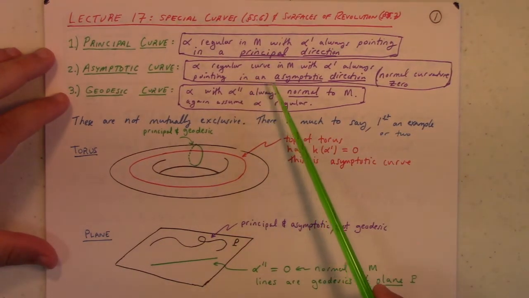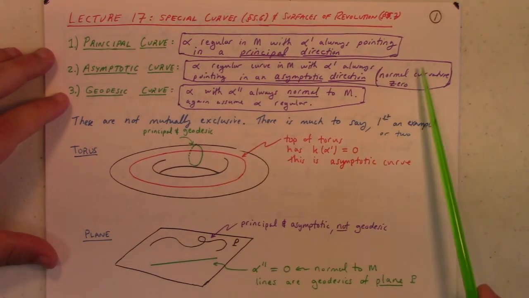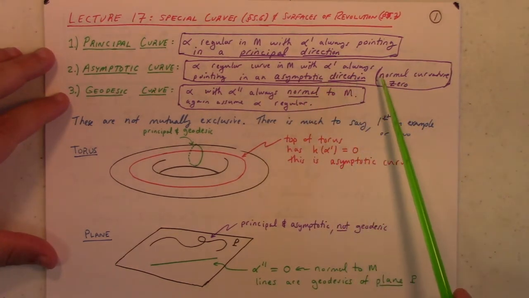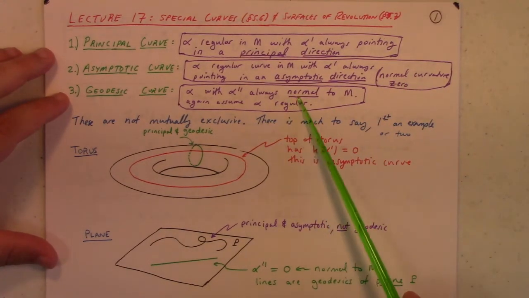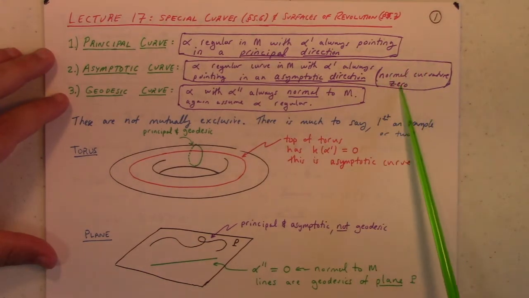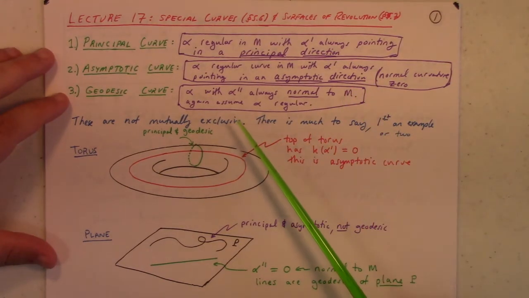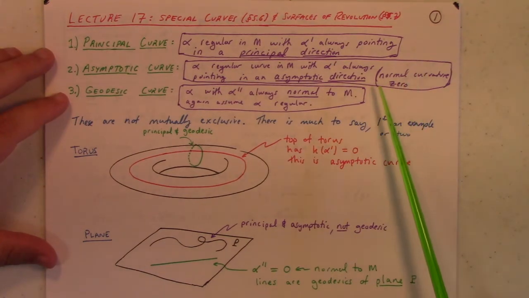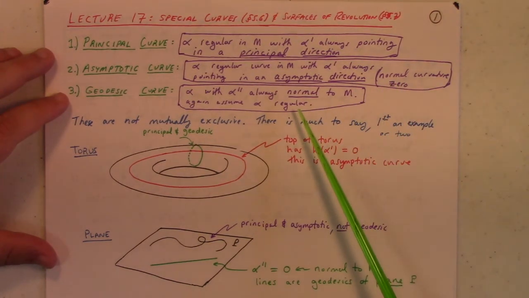Asymptotic means that the velocity is always pointing in a direction in which the normal curvature is zero. That's the definition of an asymptotic direction: the direction in which the normal curvature is zero. For example, every direction is asymptotic in a plane. If you have a line contained in the surface, that would be an asymptotic curve, because the velocity would be an asymptotic direction at each point along the curve.